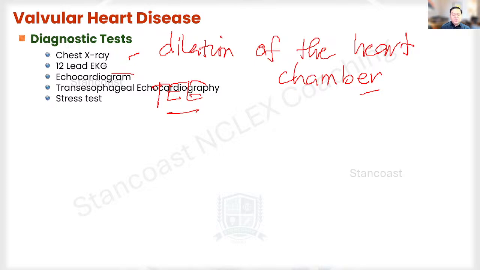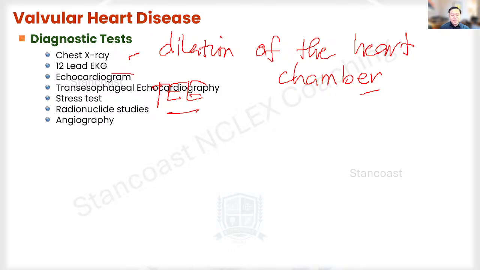Now there's also the nuclear or radionuclide studies, and this is going to involve the injection of a radioactive substance into the IV, and this will also help with checking the blood flow to the heart. It will detect any reduction in the blood flow or possible damage to the heart muscle.